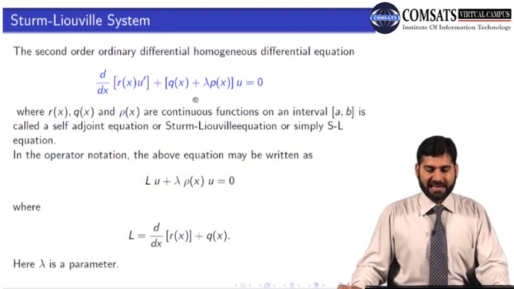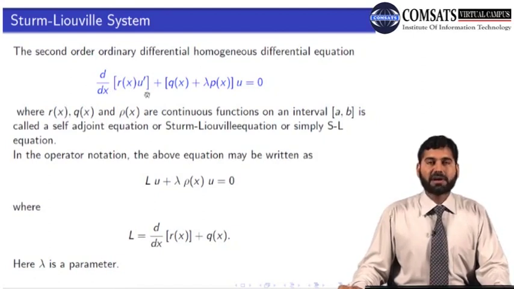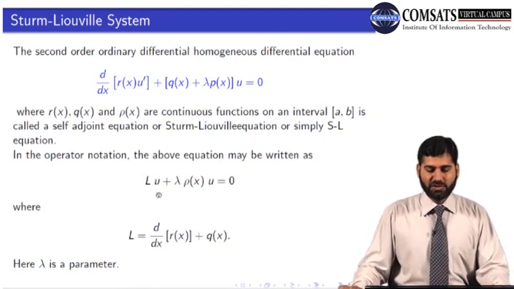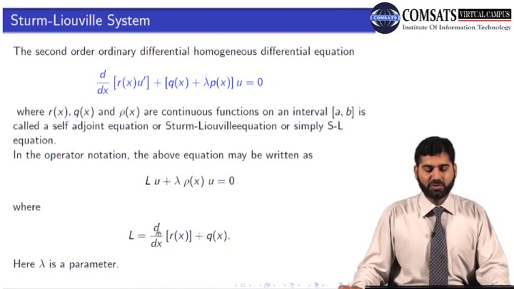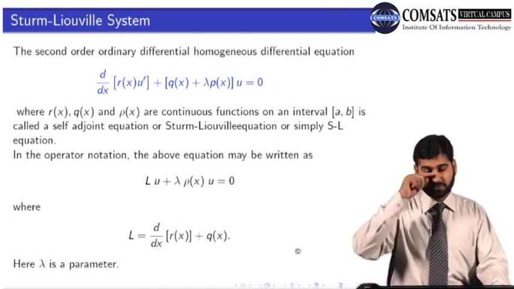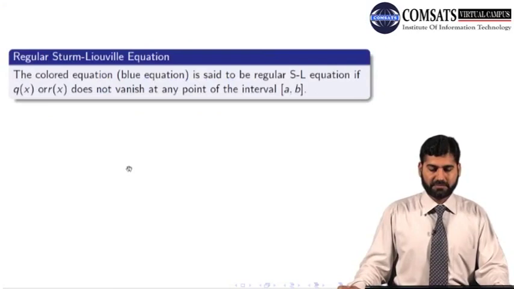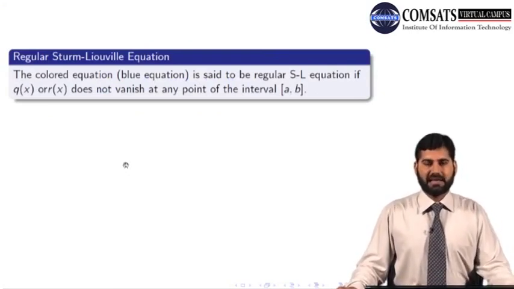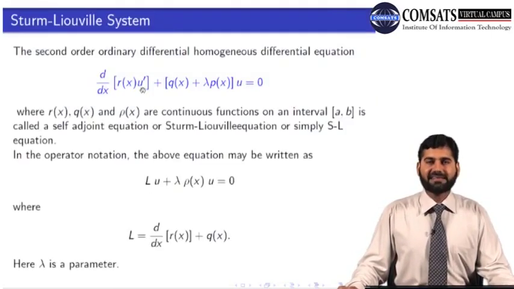The first 2 terms, d by dx of r(x) u prime plus q(x), are called the operator L here. We define this as an operator L: L is d by dx of r(x) plus q(x). If you apply L on u, you will get d by dx of r(x) plus q(x) implemented on u. Here lambda is of course the parameter. This is a general SL equation.